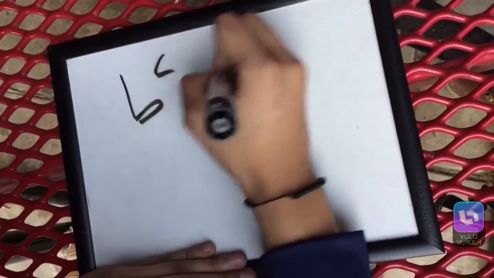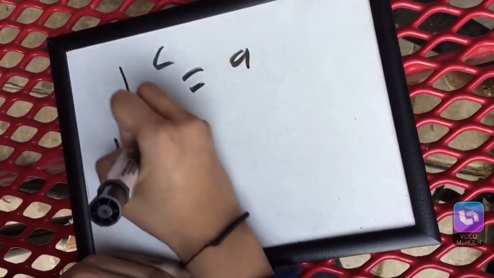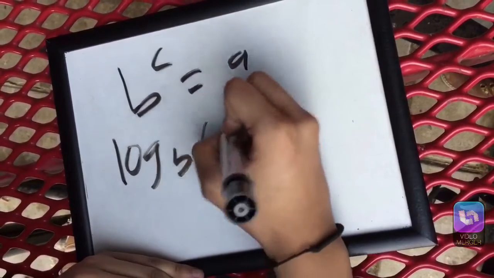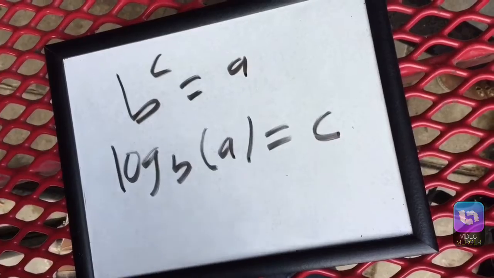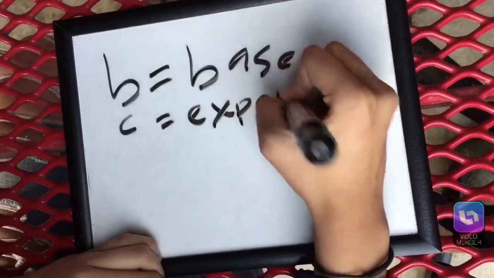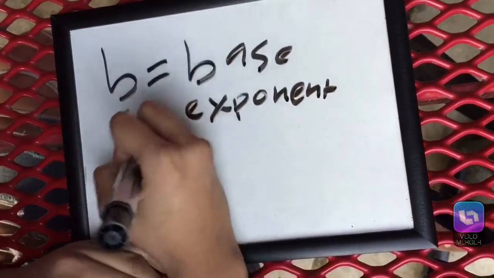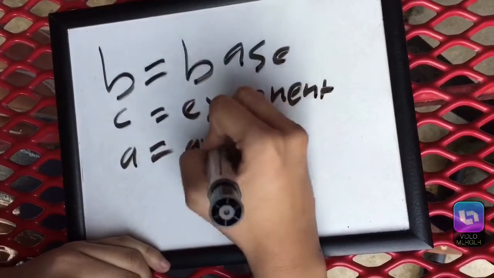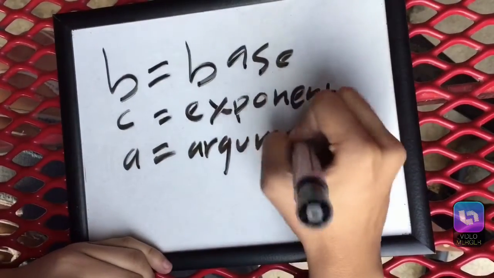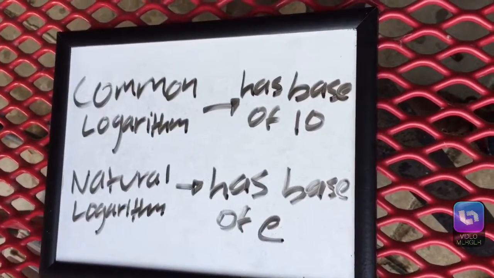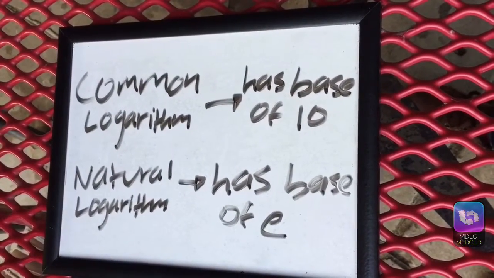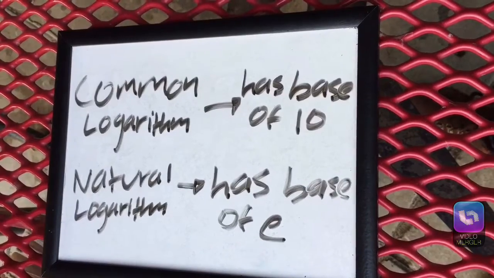Let's go over what we learned. You are familiar with the equation b to the c power equals a, and now you know that log base b of a equals c. It is important to remember that b is the base, c is the exponent, and a is the argument. We also learned of a common logarithm which has the base of 10 and a natural logarithm which has the base of e.